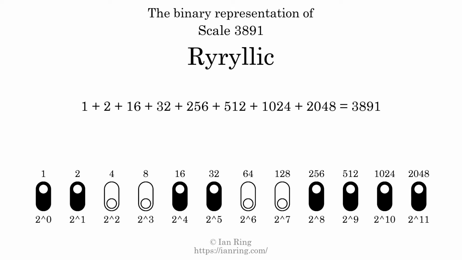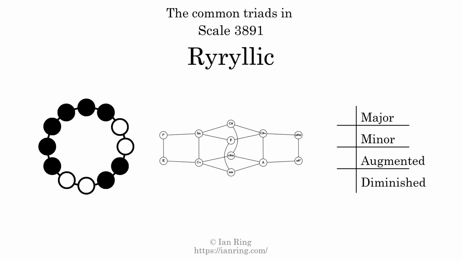The scale number not only enumerates the scale with a unique index, but it also literally describes the tonal content of the scale. Represented as a binary number in base 2, the scale number is 111100110011. Here are the common triads present in this scale.